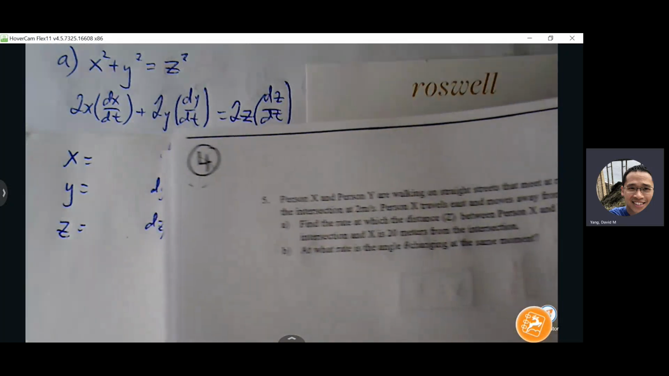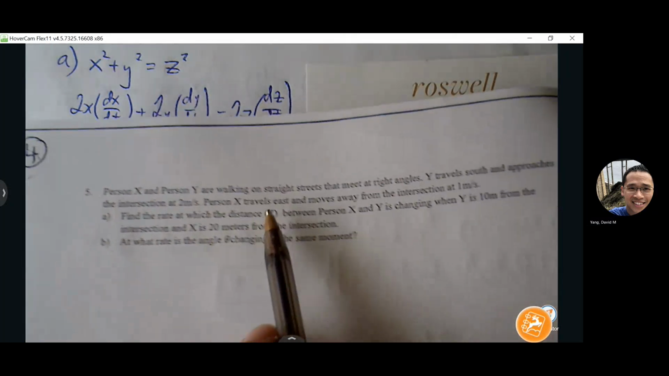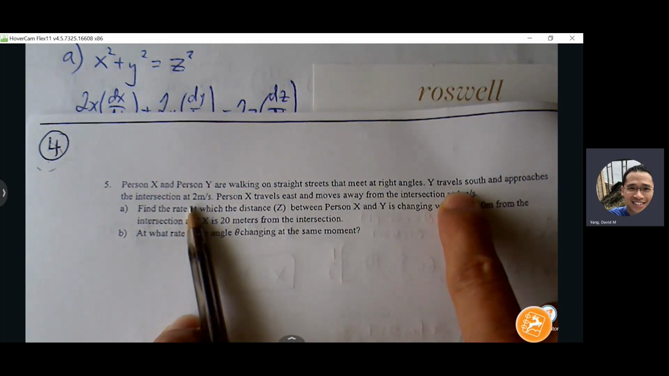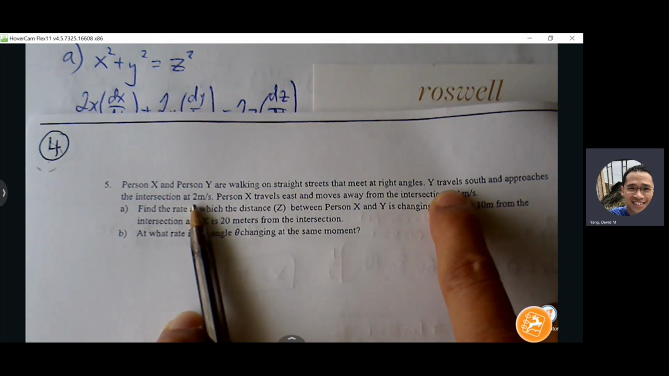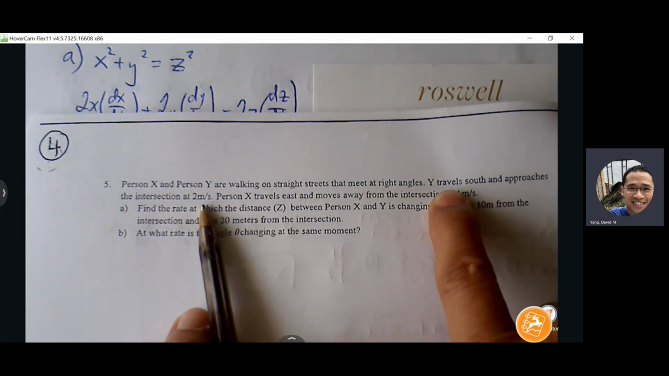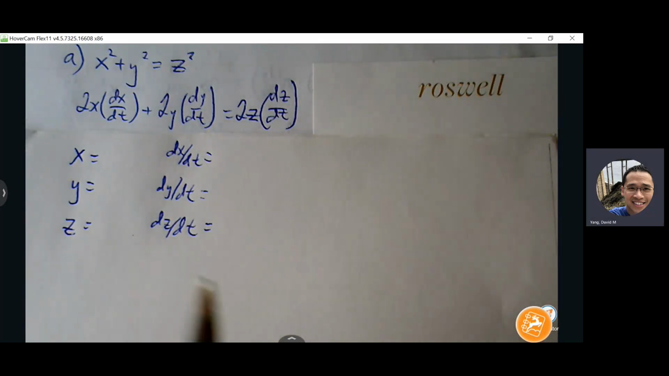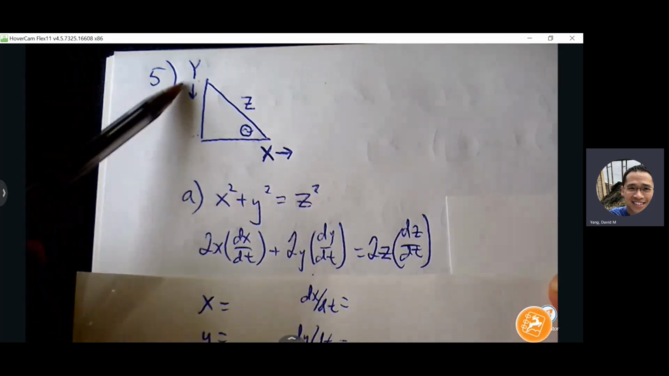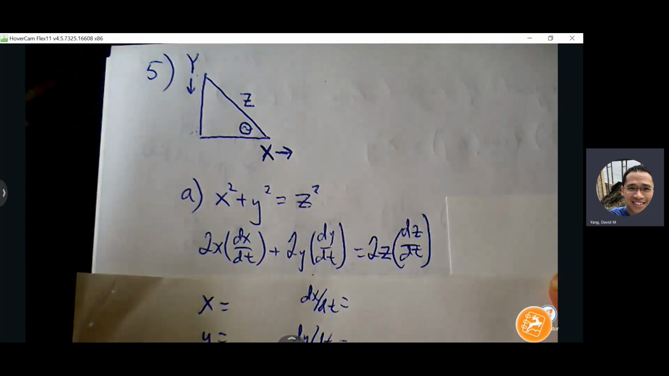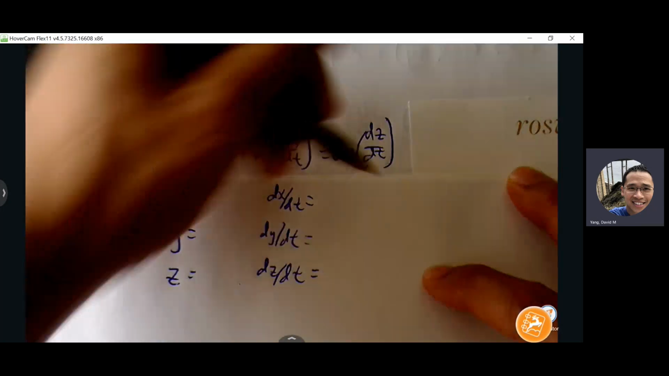Okay, so the problem says y travels south and approaches the intersection at 2 meters per second. What can we assign that value to? There's movement though. Yeah, dy/dt. Any adjustment here? Negative y. Yeah, good. Distance is decreasing, not because it's moving south. It's the fact that this length of the triangle is decreasing. So that's why we want that to be a negative.